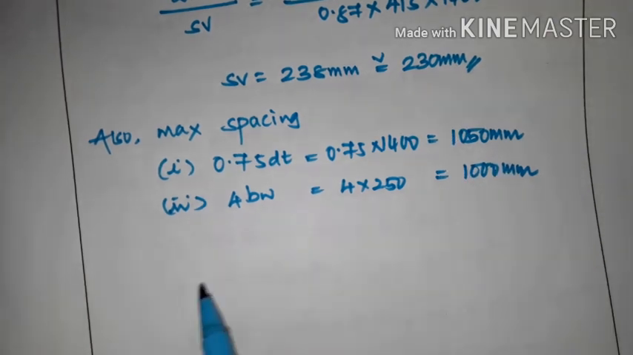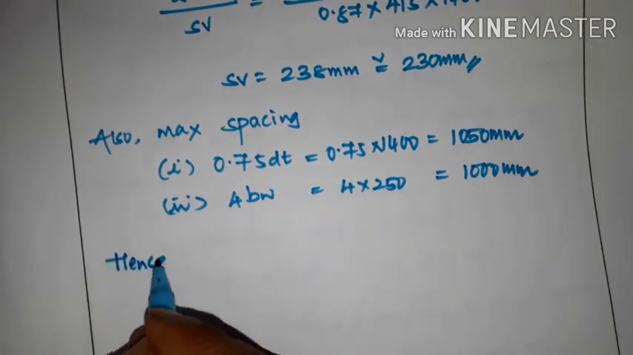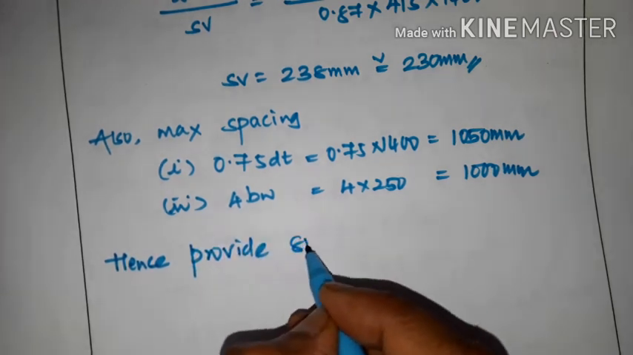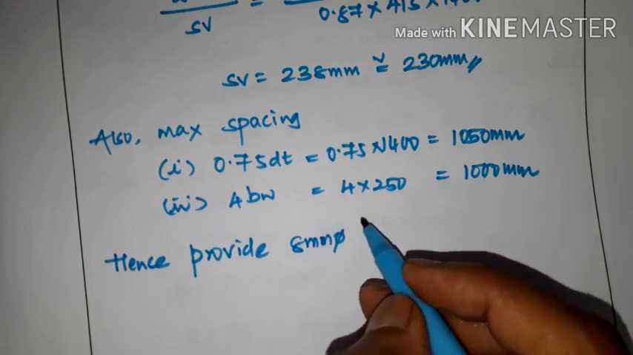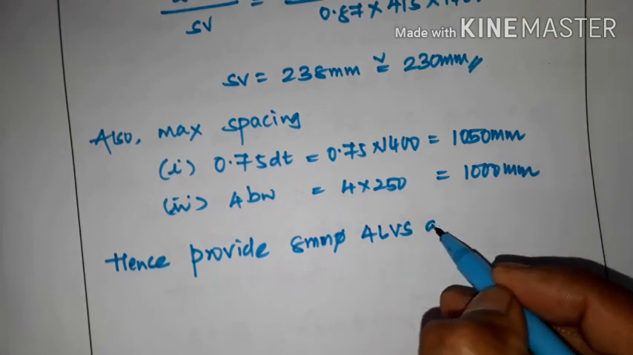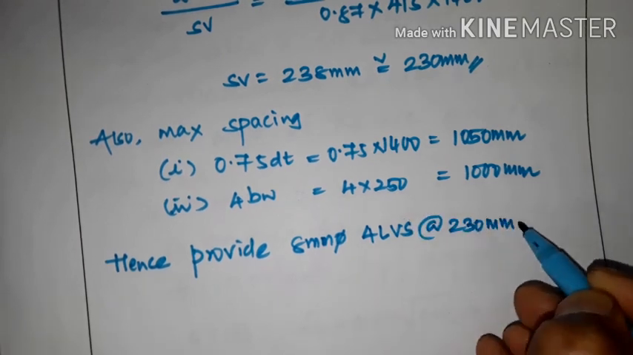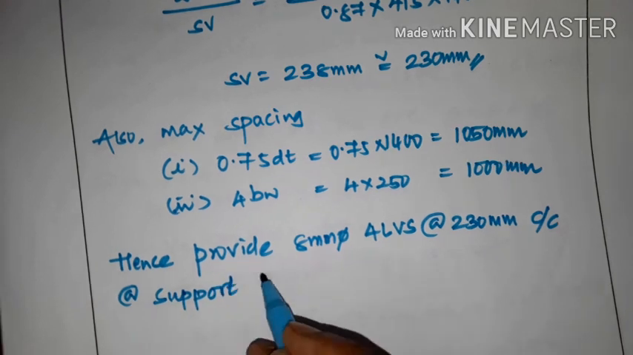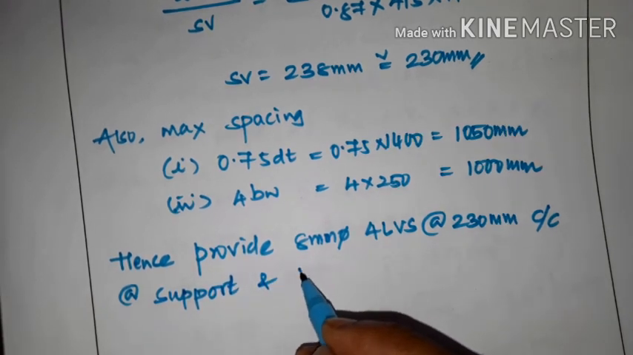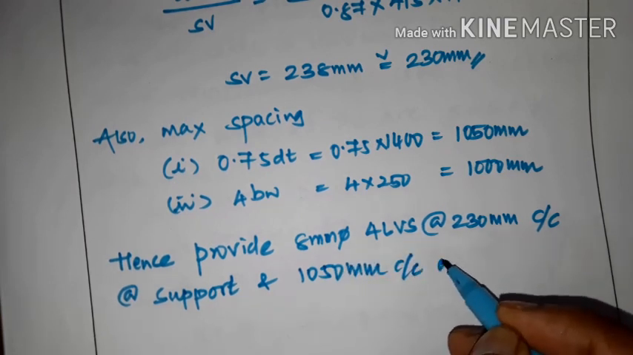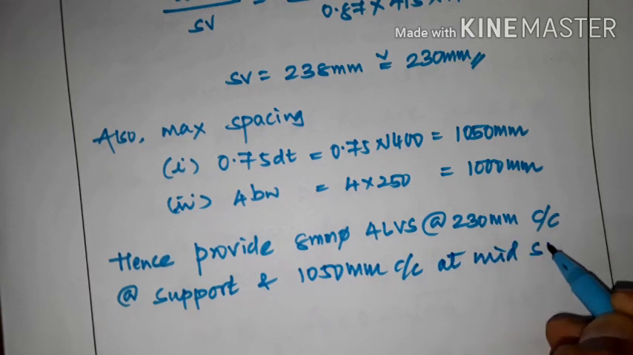Okay, so I can write hence, provide 8 mm dia 4 legs at 230 mm center to center at support and 1050 mm center to center at mid span.